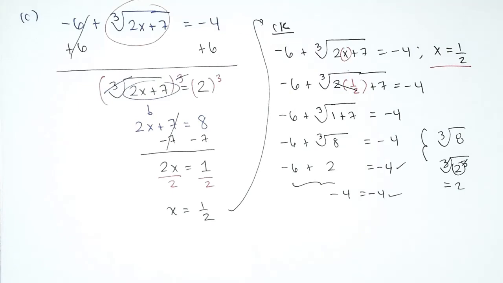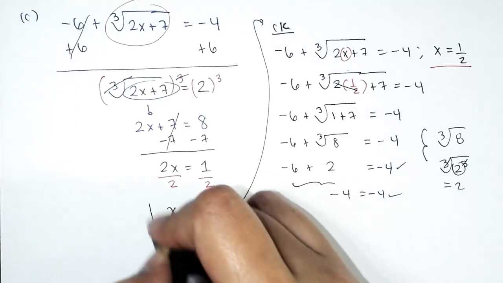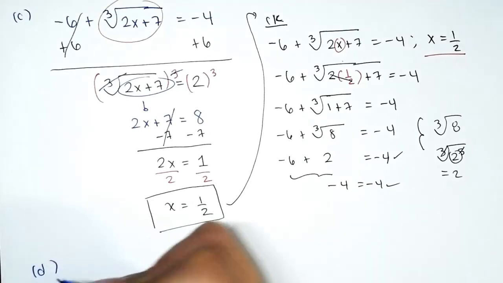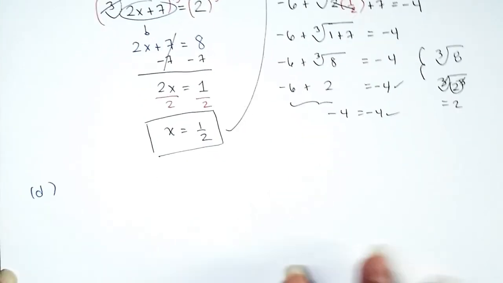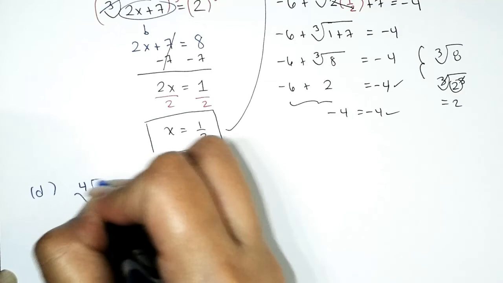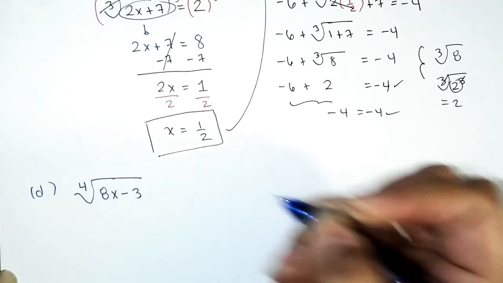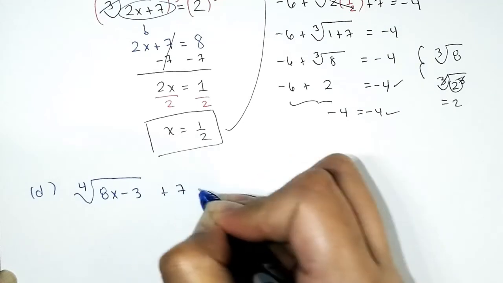We checked it, it checked out. So with confidence, we know that 1/2 is a solution. Let's write down our fourth and final problem. We're not even going to pause it. Problem D. Problem D, we have, oh, check it out, fourth root of 8x minus 3 plus 7 is equal to 5.